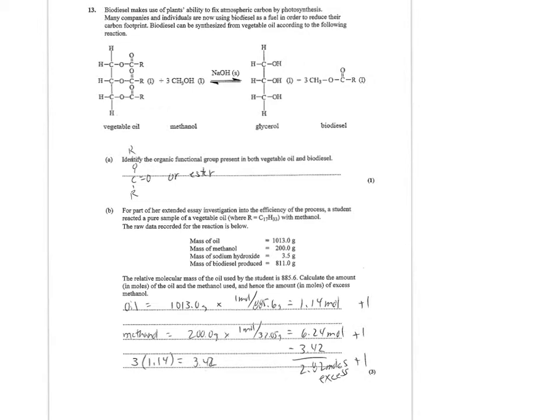And then they also want to know the excess methanol. Well, since I use methanol in a 3-to-1 ratio, go ahead and multiply 3 times the 1.14 moles of oil, which is my limiting reactant. And I see that would use 3.42 moles of the methanol. And when I subtract that from the 6.24 moles that I started with, I have 2.82 moles of methanol in excess.